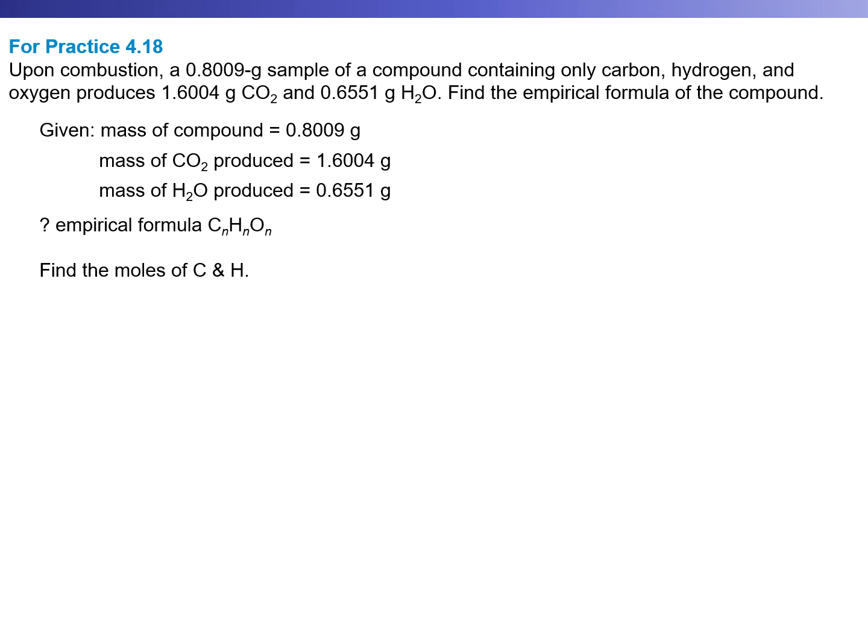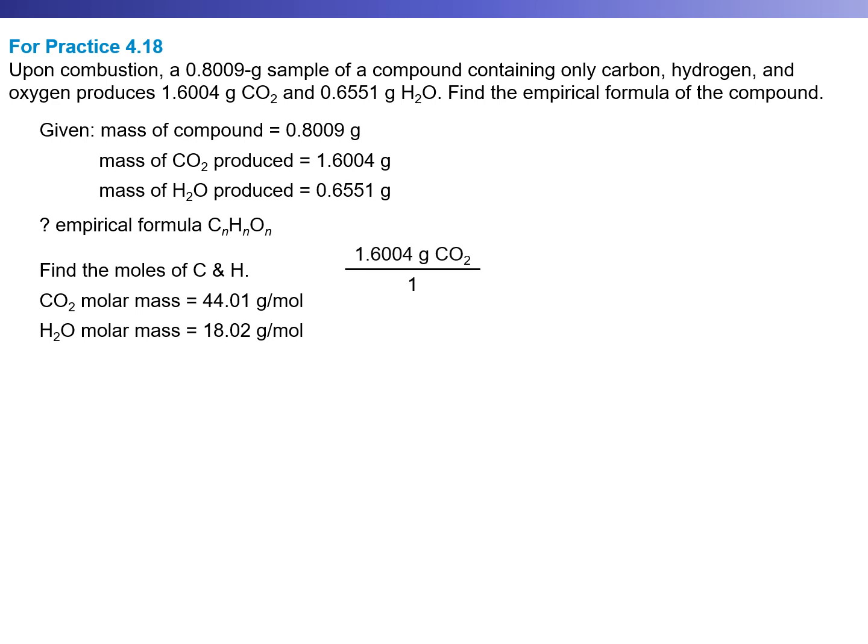So what we're going to do initially is going to be identical to what we did in the previous problem. We're going to have to find the molar mass of carbon dioxide, which we've done before. We know it's 44.01 grams per mole, and we're going to do the same thing for water, which we know is 18.02 grams per mole. And we're going to take what we produced in grams, and we're going to convert it into moles using these molar masses.